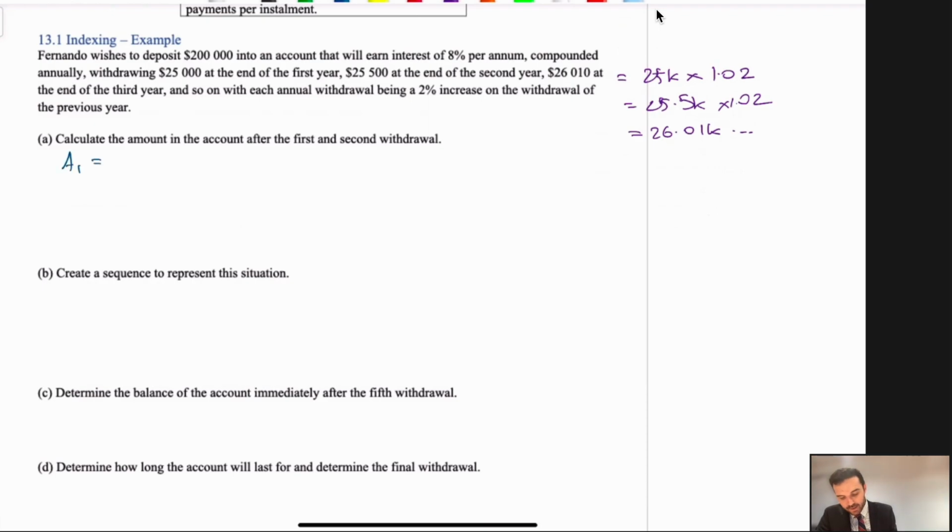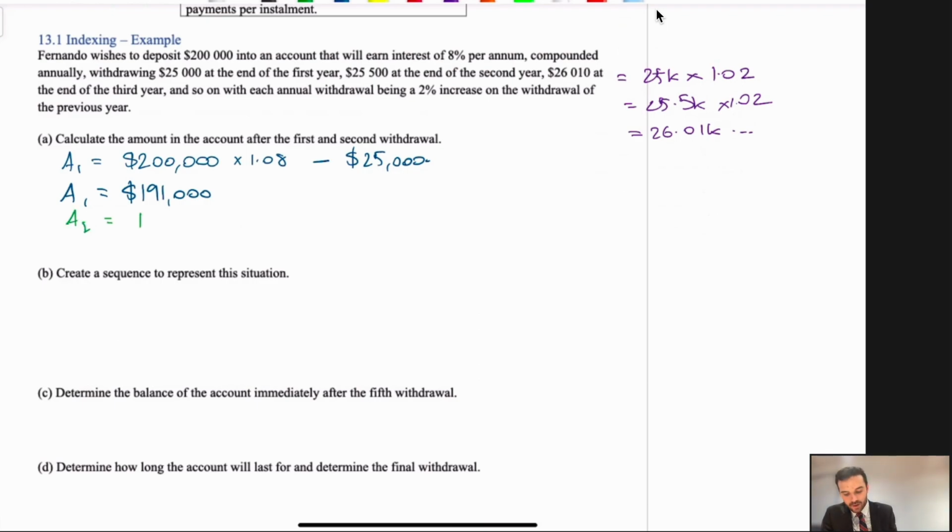Well, A1 is you have $200,000. Now, what's going to happen to that amount? You're going to increase it by the interest rate, which is 8% per annum, so it's going to increase by 8%. Then we take out the first withdrawal. Now the first withdrawal at the end of the first year, they're going to take out $25,000. Now if I put this into my calculator, I get my amount of $191,000. Now we move on to A2.